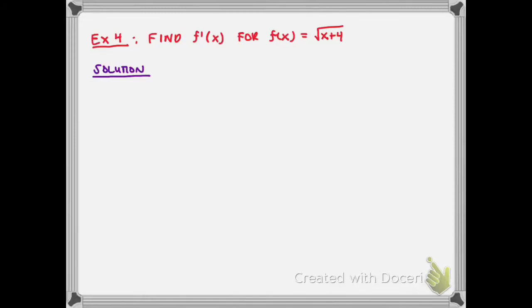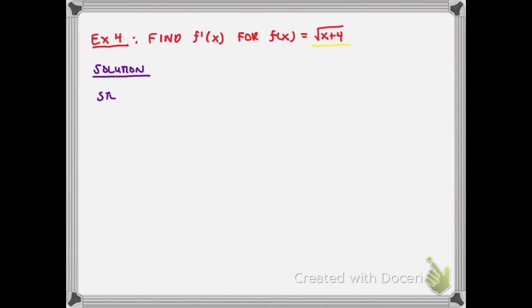Okay, so we're on our last example from this section, and we'll see if I'll need another video. Hopefully, we can finish this in this one. So let's get started. We're going to find f prime of x for the function f of x equals the square root of x plus 4. All right, and again, we can follow the four-step process.